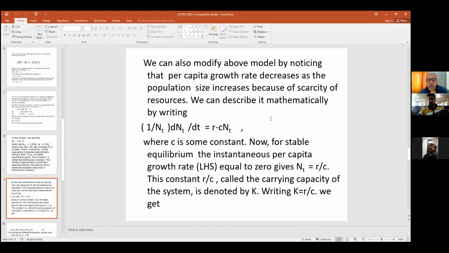So then another modification can be thought of. We can modify the above model by noticing that the per capita growth rate decreases as the population size increases because of scarcity of the resources. Now, this concept comes from life sciences people, that when population size increases, we start using less, right?